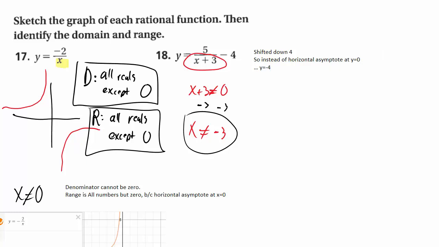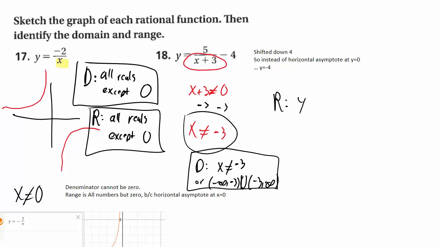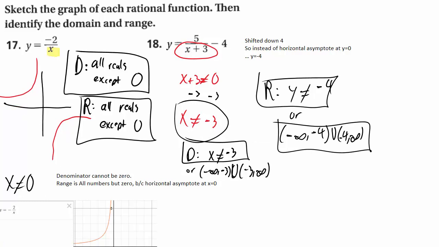Well, normally the range would be anything except 0, but see how this thing is shifted down by 4? Normal reciprocal functions don't touch the x-axis, but this one's shifted 4 down. So instead of the range being anything except 0, it's anything except -4. Now I'm writing that in the shortcut notation at the top, and I'm writing it in the infinity interval notation with the unions at the bottom. If you prefer to just do y is not equal to -4, if you find that easier to write, go for that.